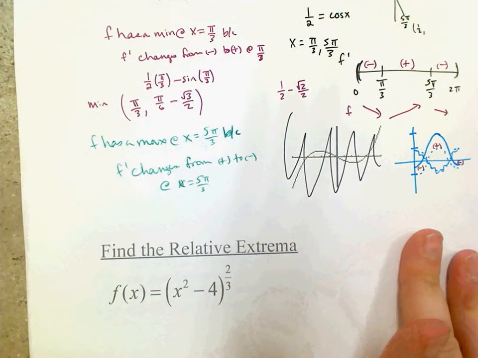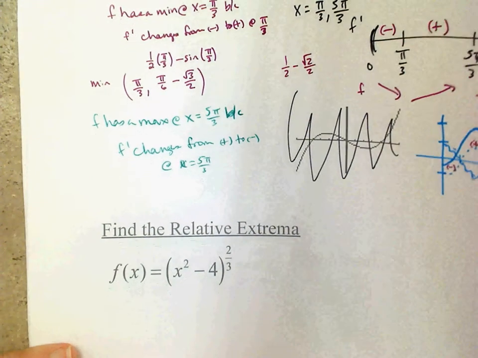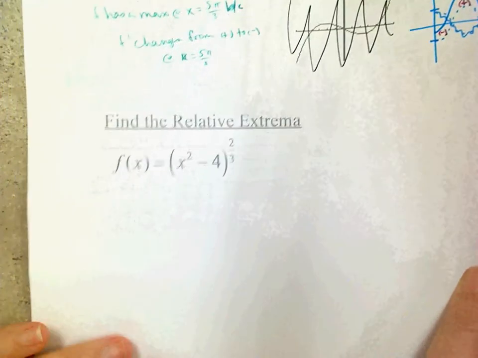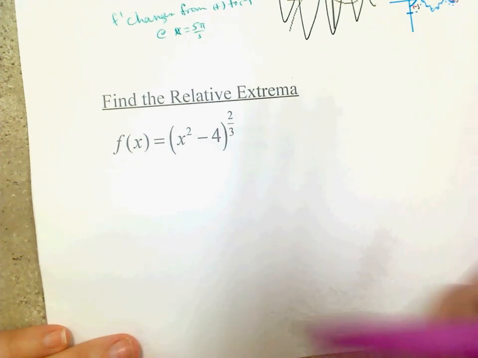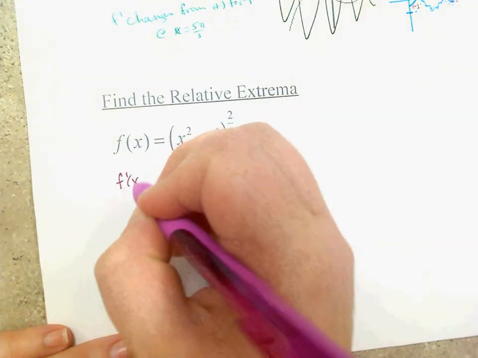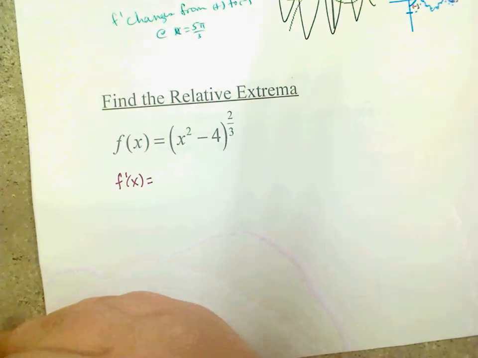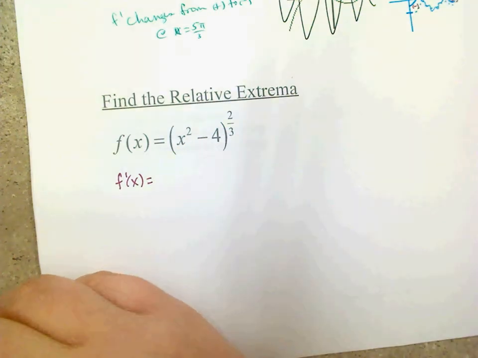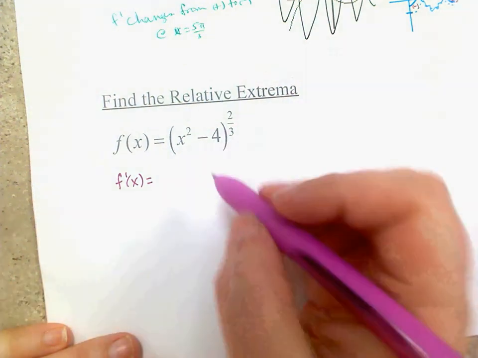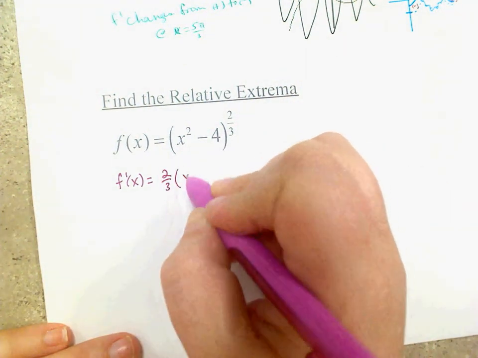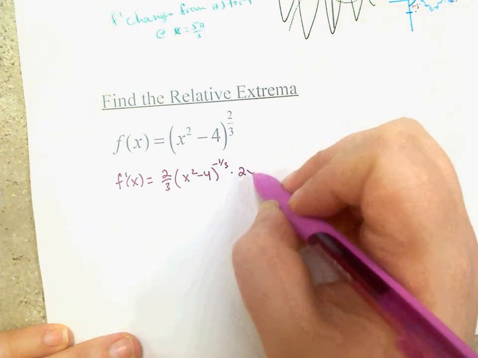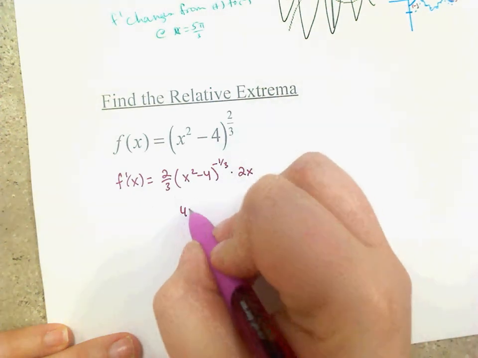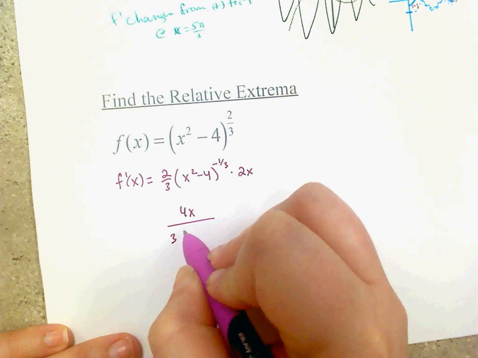Okay, so using the first derivative test, I want to find the relative extrema of this function. So I need to find f prime. f of x equals x squared minus 4, all to the 2/3. So the derivative is going to employ the chain rule. So 2/3 times all of this to the negative 1/3, times the derivative of the interior, which is 2x. So in general, I've got 4x over 3 times the cube root of x squared minus 4.